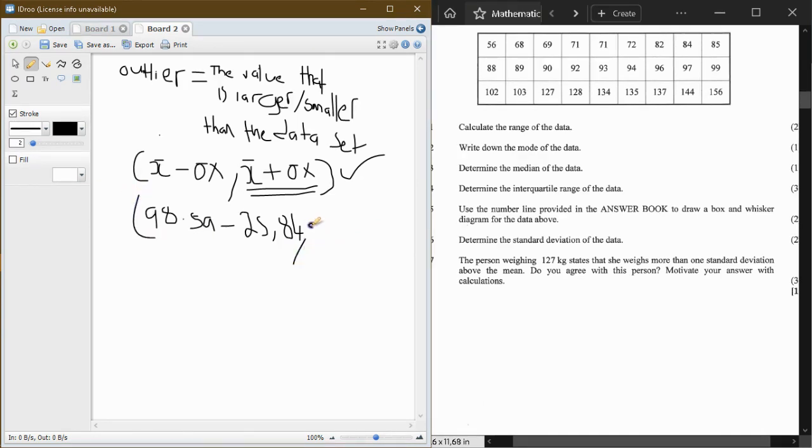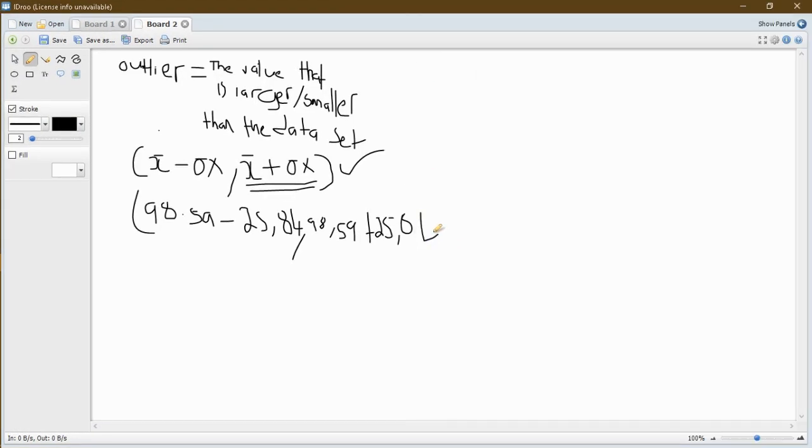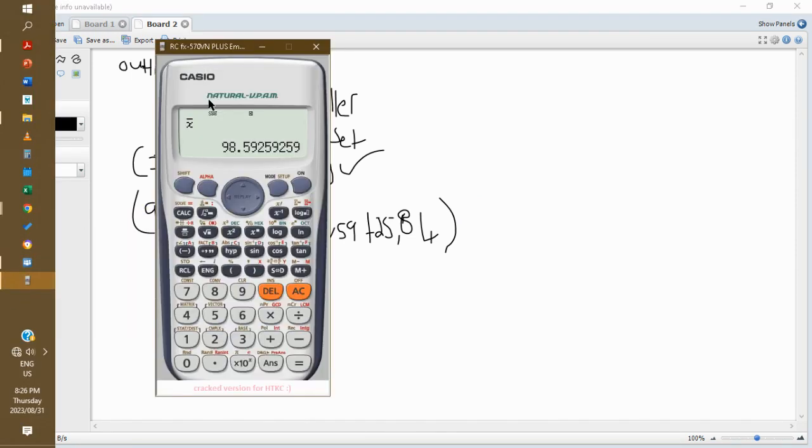On the other side it is 98,59, and instead of a minus it's a plus, so 98,59 plus 25,84. Now let's put this straight into the calculator.